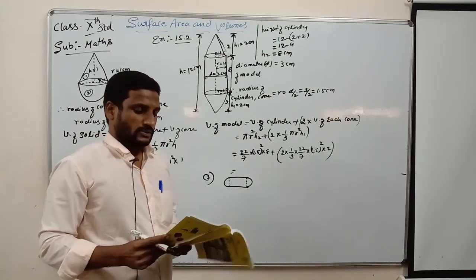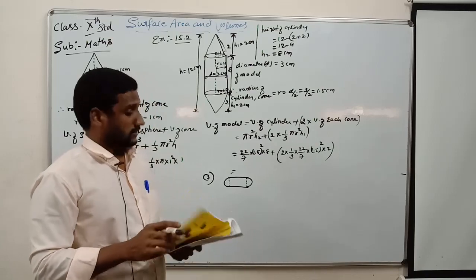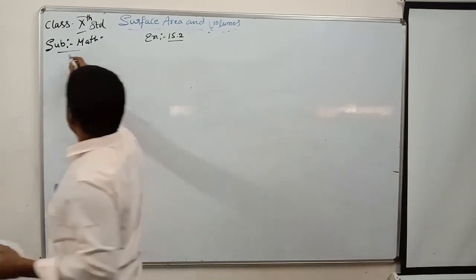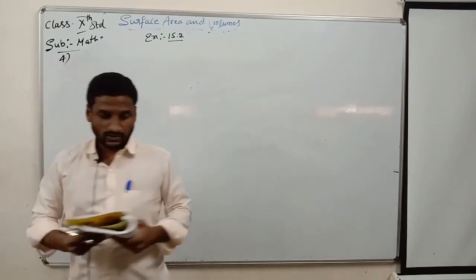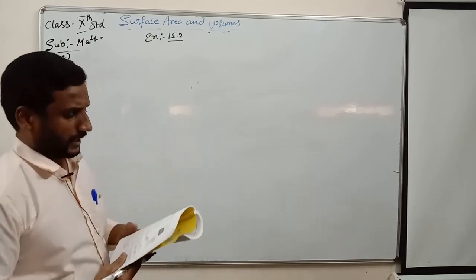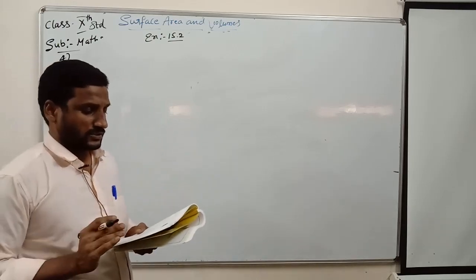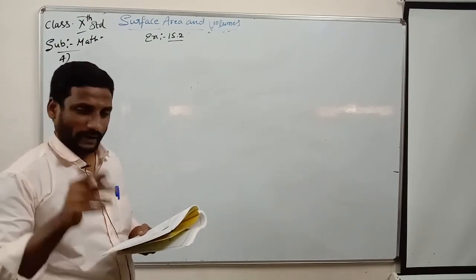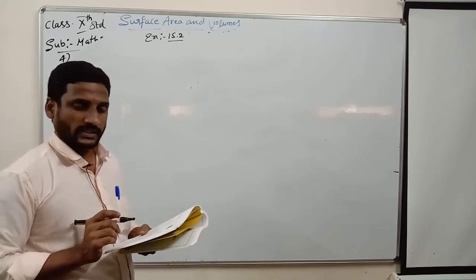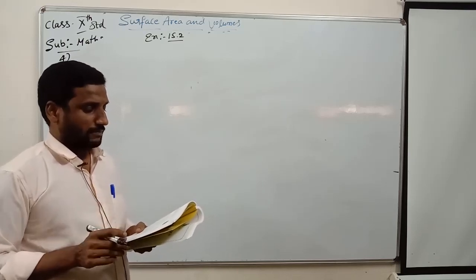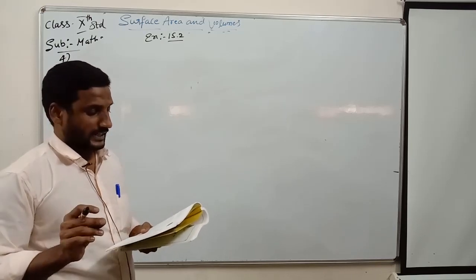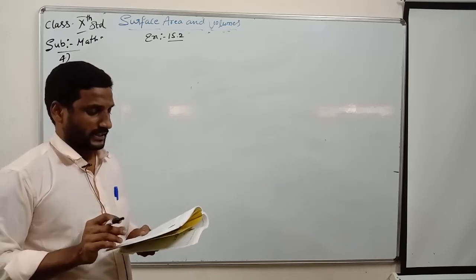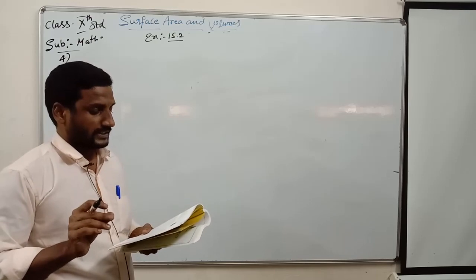Next, the fourth problem. Question number 4. So a pen stand made of wood is in the shape of a cuboid with 4 conical depressions to hold the pens. The dimensions of the cuboid are 15 centimeter by 10 centimeter by 3.5 centimeter. The radius of each of the depressions is 0.5 centimeter and depth is 1.4 centimeter. Find the volume of wood in the entire stand.